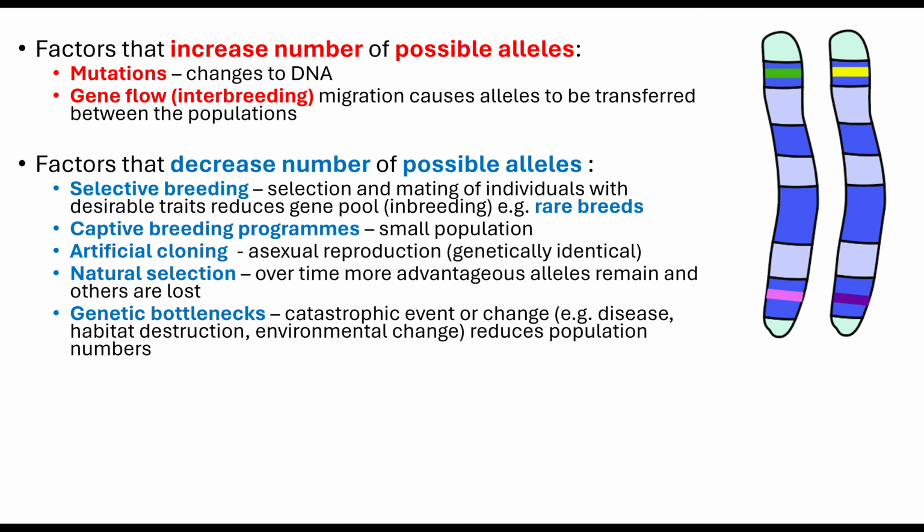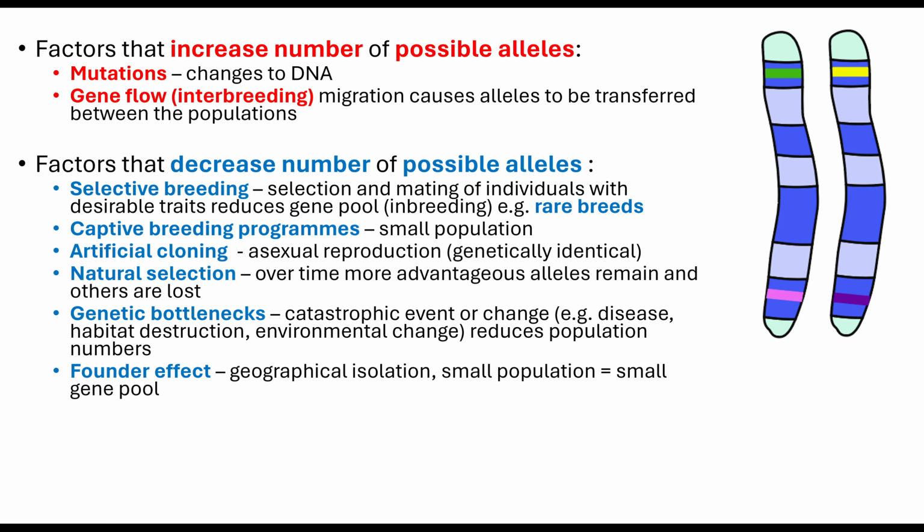You have bottlenecking. Genetic bottlenecking is where you have some catastrophic event or a change that has happened. It could be disease, it could be habitat destruction, it could be environmental change. Whatever it is, it is going to reduce the population number. And as it's reducing the population number, the number of possible alleles will also decrease.